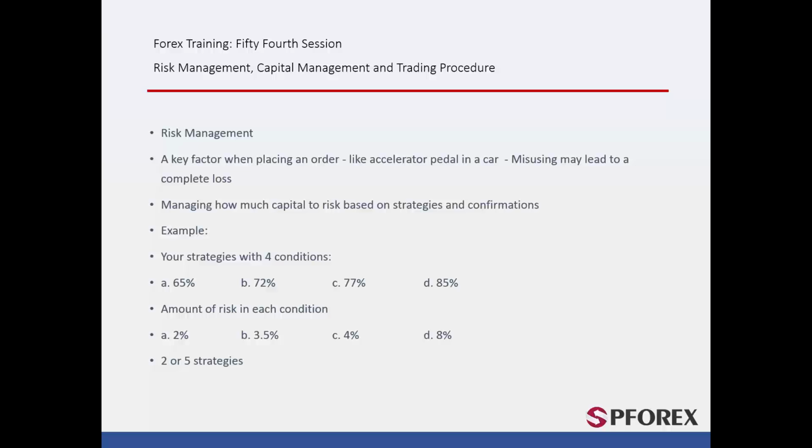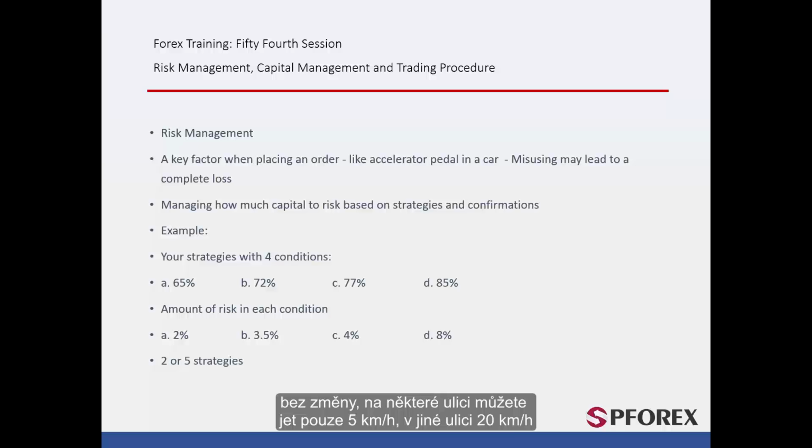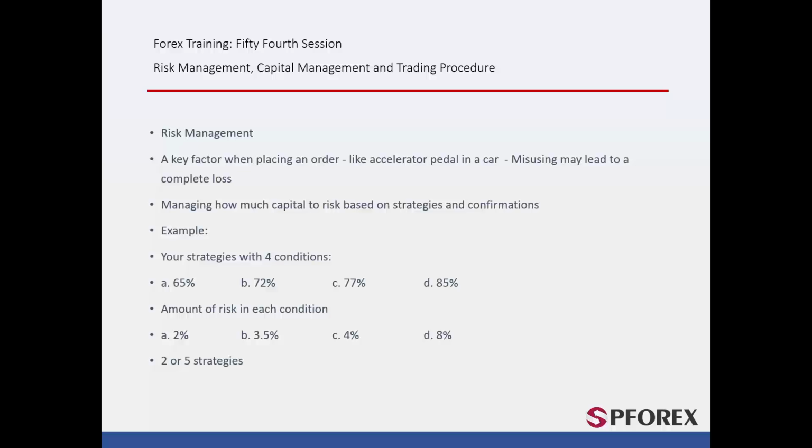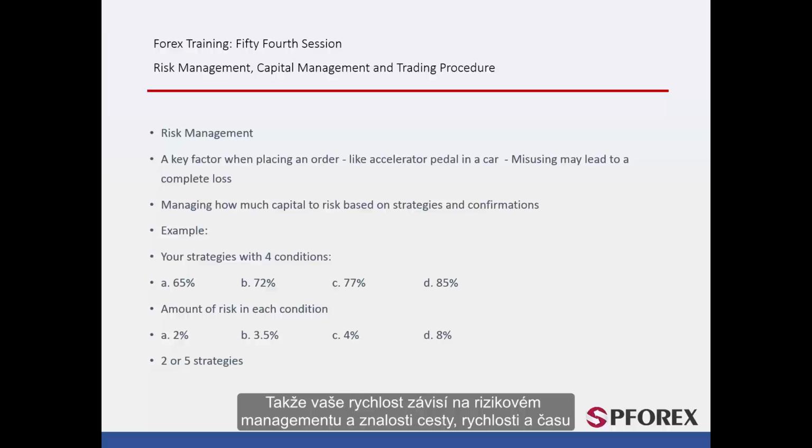For example, it is not possible to drive at a speed of 100 km an hour at all times. In one street, you may drive at 5 km an hour, and in another street, you may drive at 20 km an hour. Or on a motorway, you might be able to go up to 100 km an hour. So what speed you choose is based on your risk management and knowing the road, the time, and the speed. The same examples can be found in the financial market.